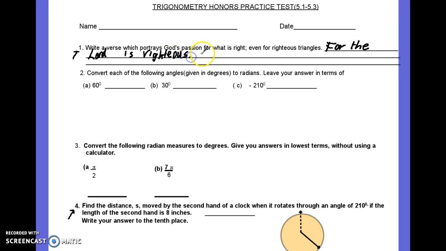He loves righteousness. His countenance is upon the upright.